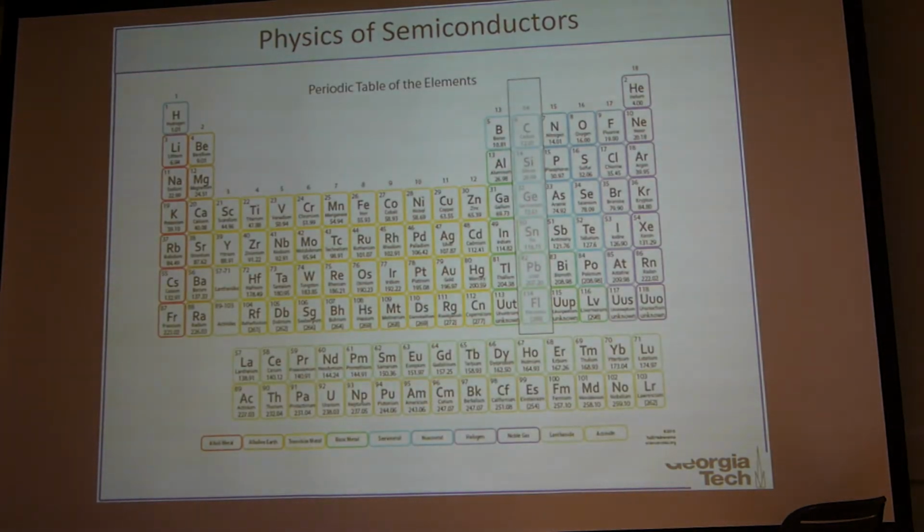Okay, so for the silicon, if you look at the periodic table, can you find the silicon there? Where is it? Somewhere in that column. So it's here, silicon, and the atomic number is 14. It's the 14th element, and it's in that column. So that column is one group called fourth group.